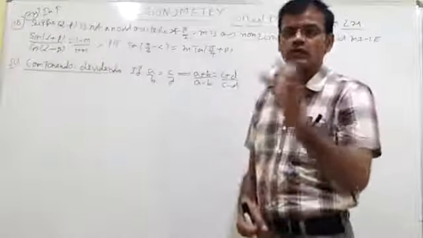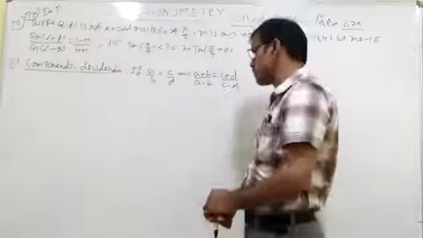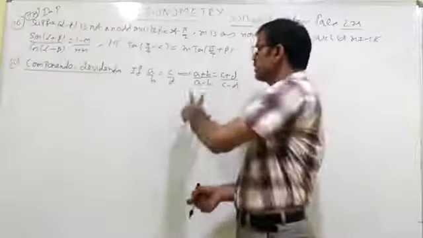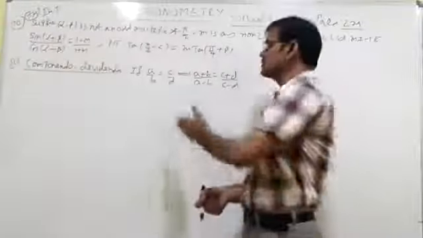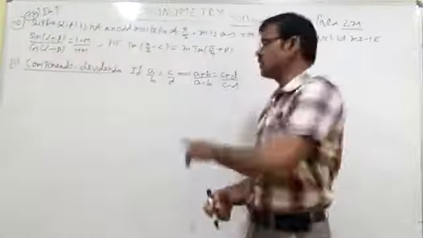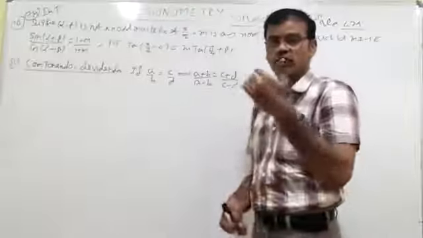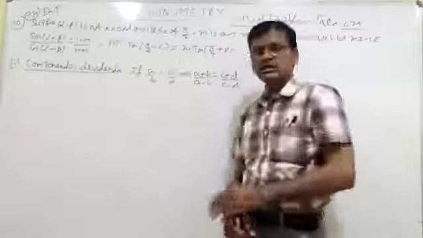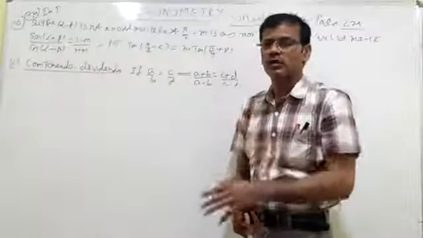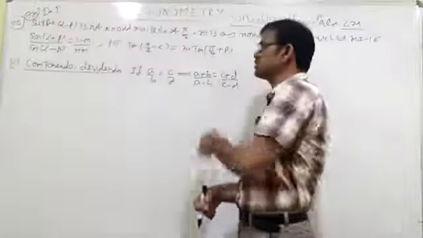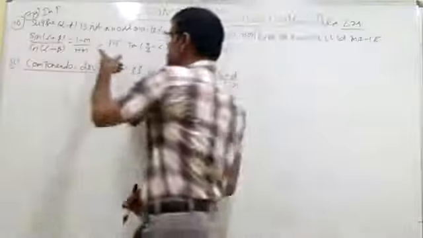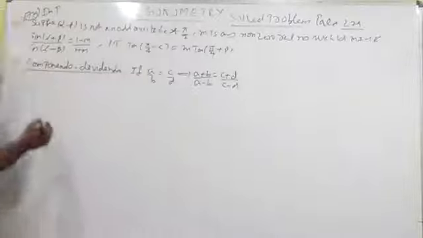If two fractions are equal, they are in proportion. Whenever two fractions are in proportion, we apply numerator plus denominator by numerator minus denominator on both. Whatever operation we apply for the first fraction, the same operation we should apply for the second fraction also. This concept is called componendo and dividendo. Depending on this concept we should do this question.